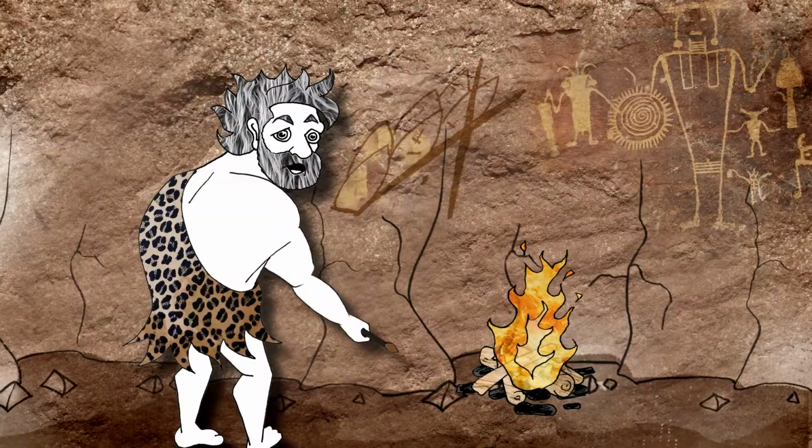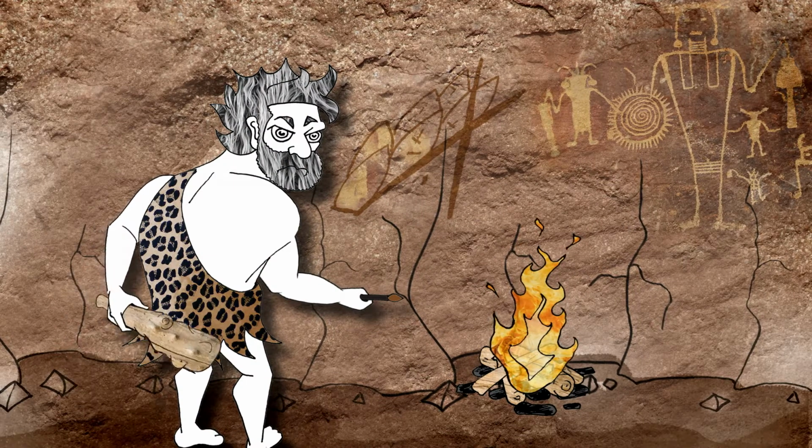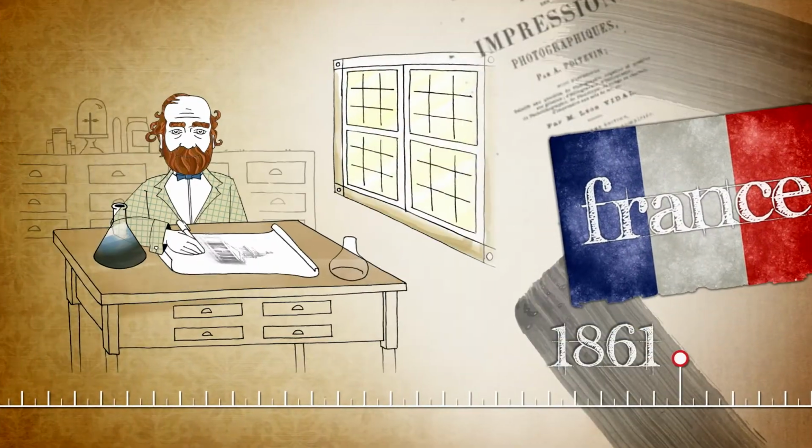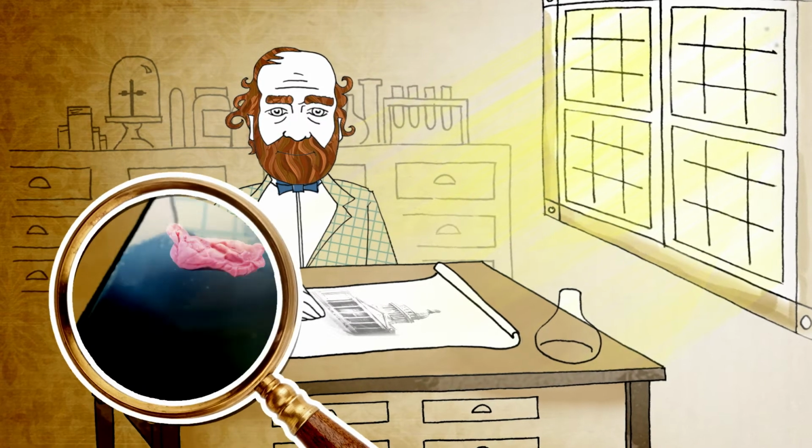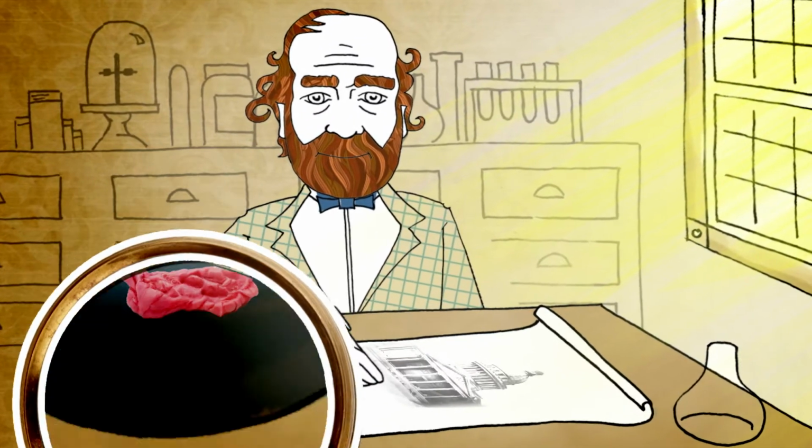No, we don't need to go back that far. Let's start in 1861, France. French chemist Alphonse Louis Poitevin discovers a process involving sunlight and a substance found in gum that allows original architectural drawings to be accurately reproduced.